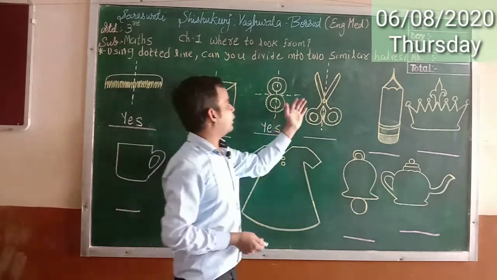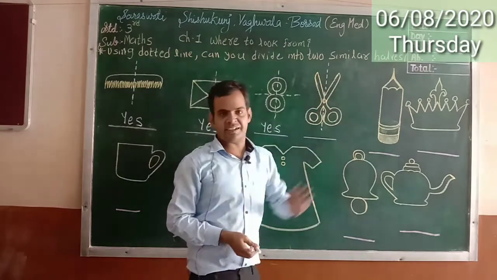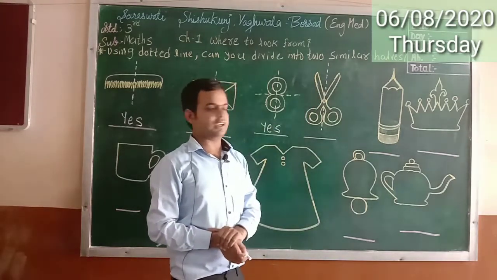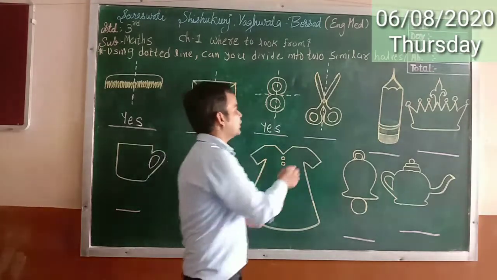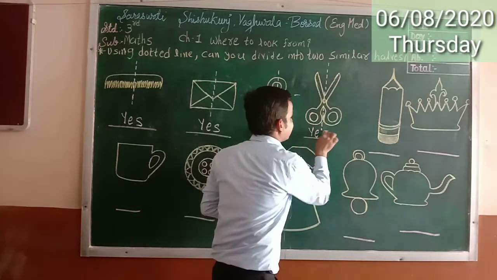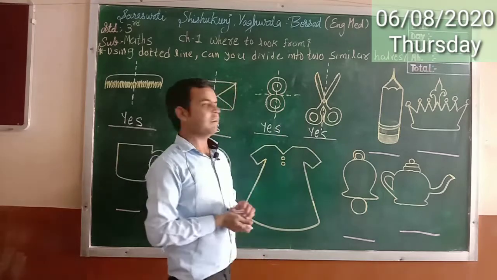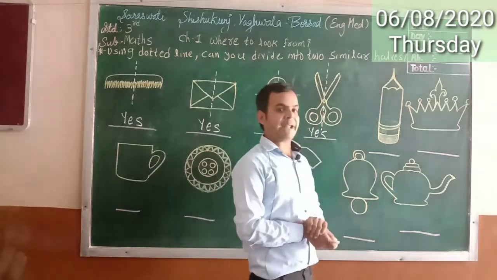Okay, so now here you can see the left side and right side, both sides are equal or not? Yes, both sides are equal. Okay, so here we can say that yes, right? Now next one is pencil.